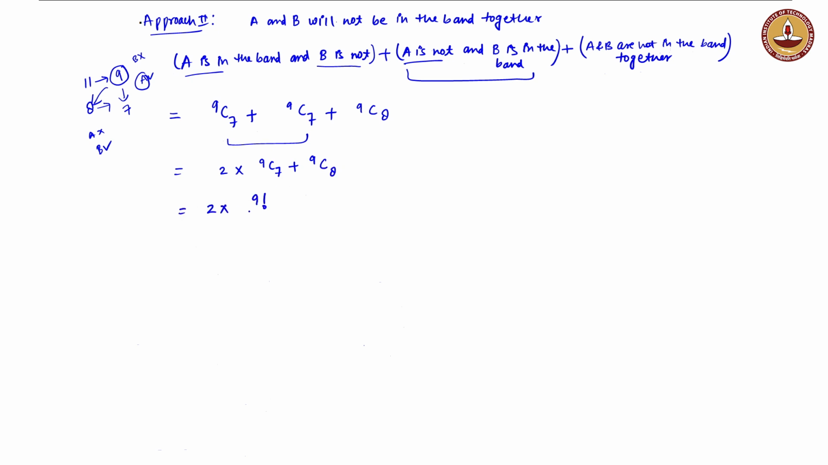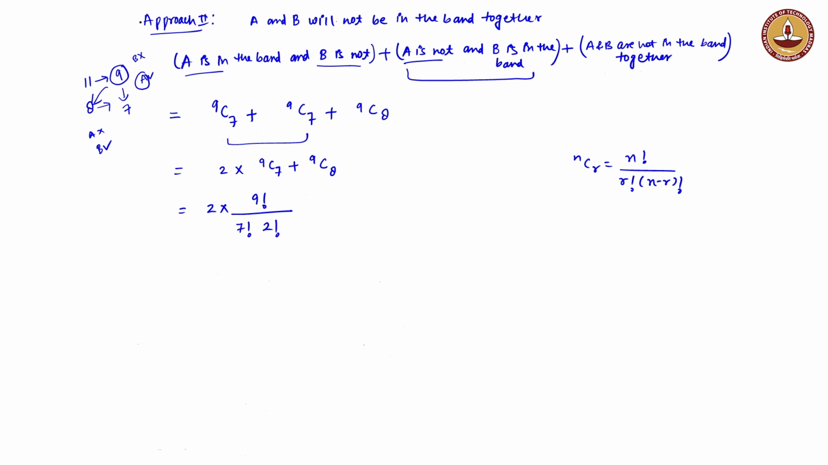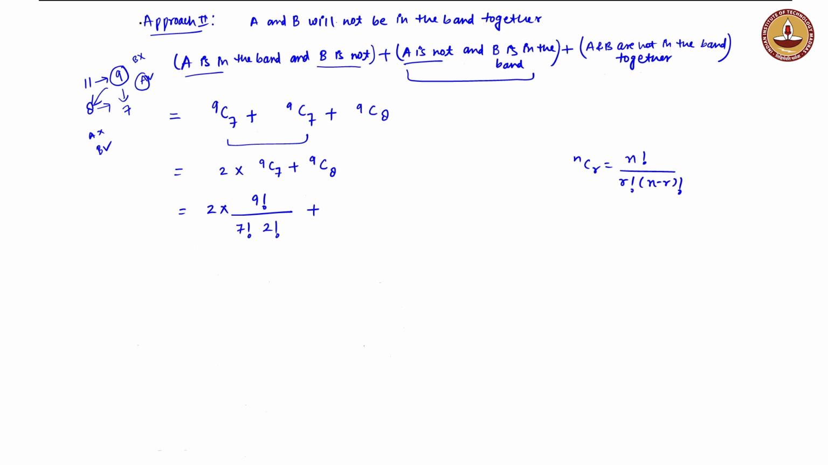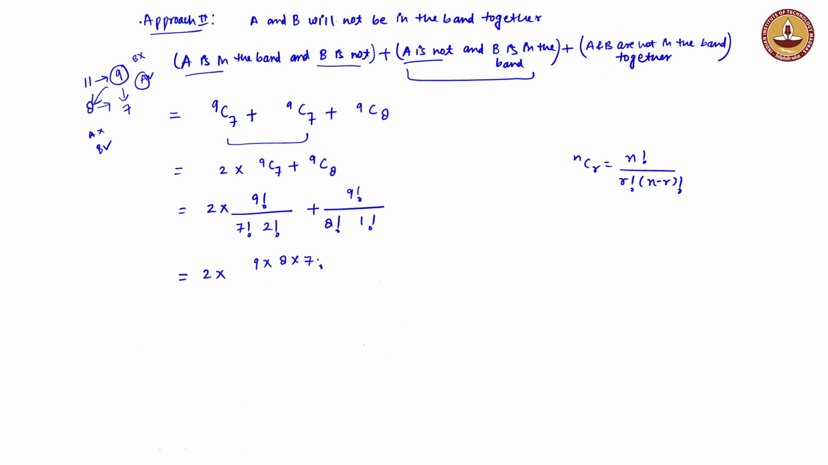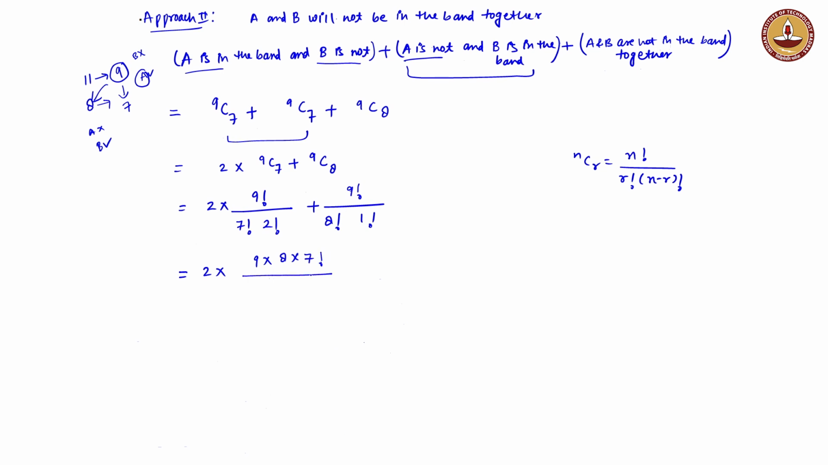We have to apply the combination formula, because we know nCr is nothing but n factorial divided by r factorial into n minus r factorial. So it will be 2 times 9 factorial divided by 7 factorial into 2 factorial, plus 9 factorial divided by 8 factorial into 9 minus 8, which is 1 factorial. So we have to just solve this. It will be 9 into 8 into 7 factorial divided by 7 factorial into 2.